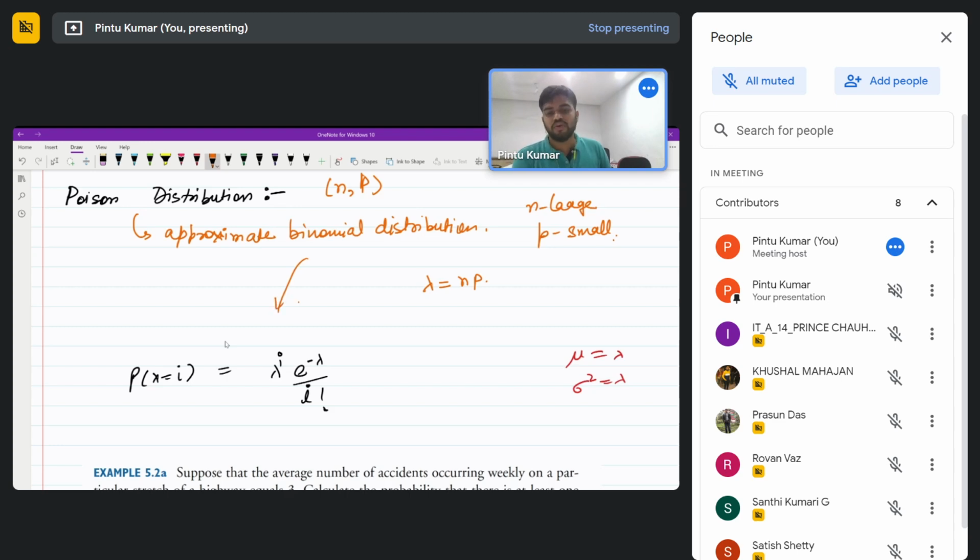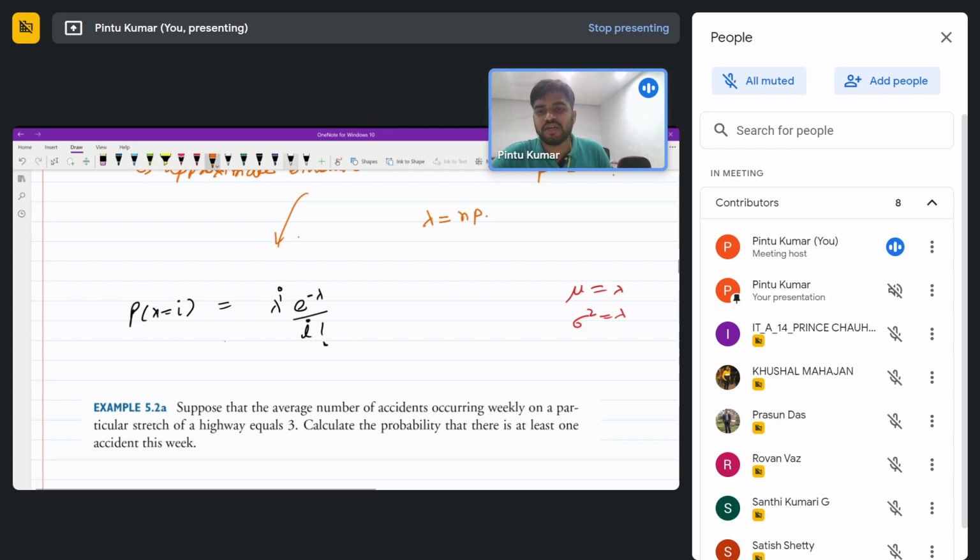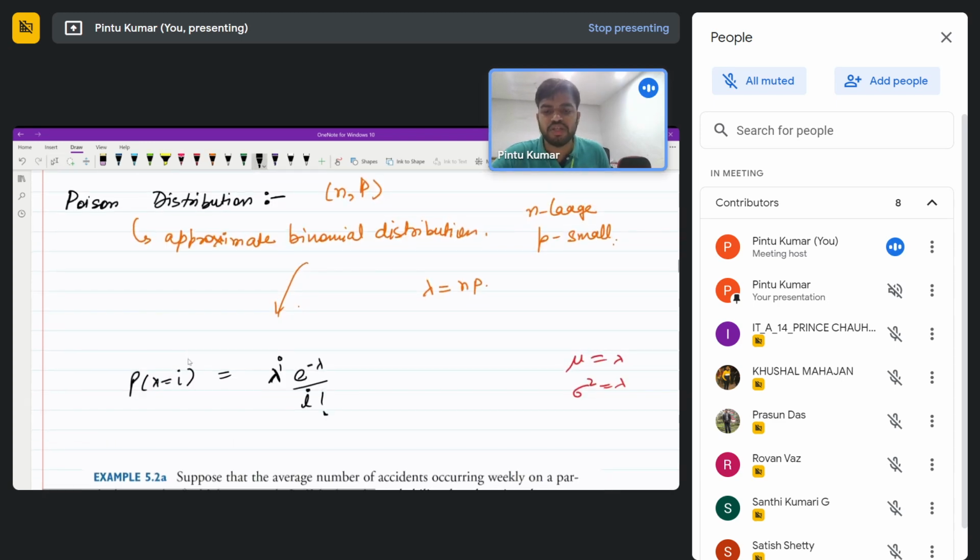Okay, so we'll look at an example. The formula is very simple. It is given by lambda to the power i, where lambda is the parameter for this Poisson distribution, and e is your exponential, nothing different here, e to the power minus lambda, divided by i factorial.